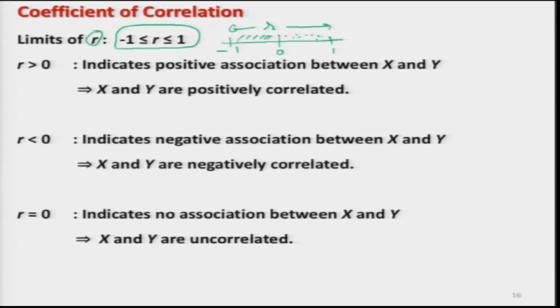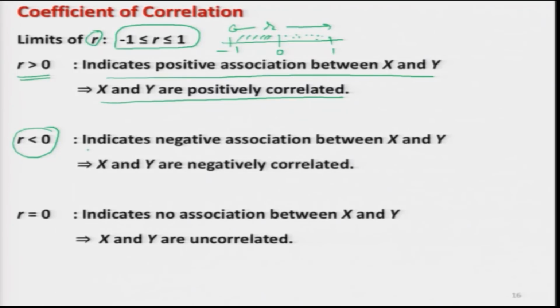So, what happens if r is negative, lying on this side, and what happens if r is positive, lying on this side? When we compute the value of r on the basis of a given set of data, and if this comes out to be positive, then this indicates that there is a positive association between x and y, and hence x and y are positively correlated. Similarly, if the value of r comes out to be negative, then this indicates that there is a negative association between the two variables x and y, and hence these two variables are negatively correlated.